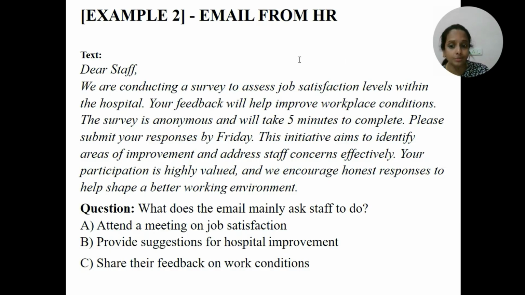And you have three options: attend a meeting on job satisfaction, provide suggestions for hospital improvement, share their feedback on work conditions. Now, again, step one, read the question first. It asks what staff are required to do. Got it? And the second one, skim the text.